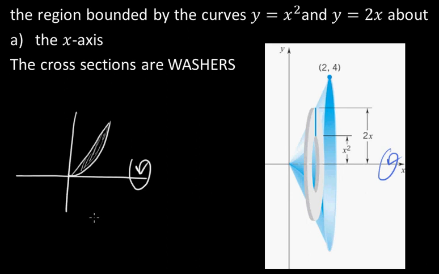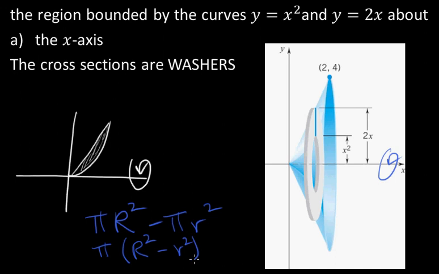So the area of a washer face will be, well, it's pi times the big radius squared, the big circle, and then cut out the little circle, pi times the little radius squared, or pi times big R squared minus little r squared. That's the area of a washer face. And you all know that. You don't need to memorize that. It's just the big circle and cut out the small circle.